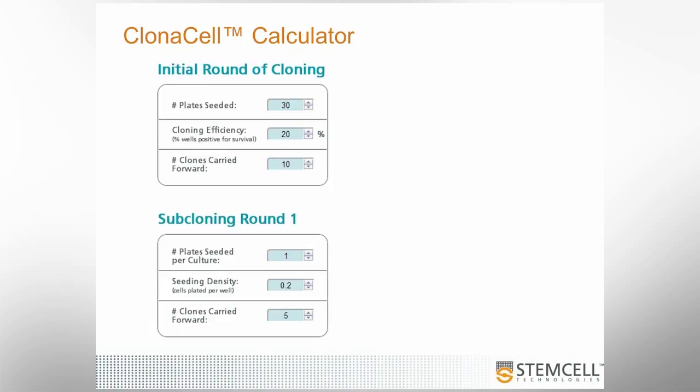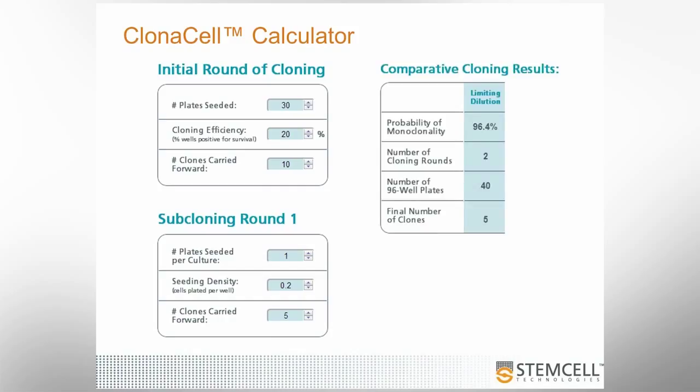So I want to use this tool to compare a couple of different example protocols. So let's start with a limiting dilution cloning protocol where in your first round of cloning you seed 30 plates, observing a cloning efficiency of 20%. And from those cultures that grow, you're choosing 10 cultures to carry forward for subcloning. So then in subcloning, for each of those 10 cultures, you seed 1 96-well plate with a seeding density of 0.2 cells per well. And from this, choose 5 clones for further development.